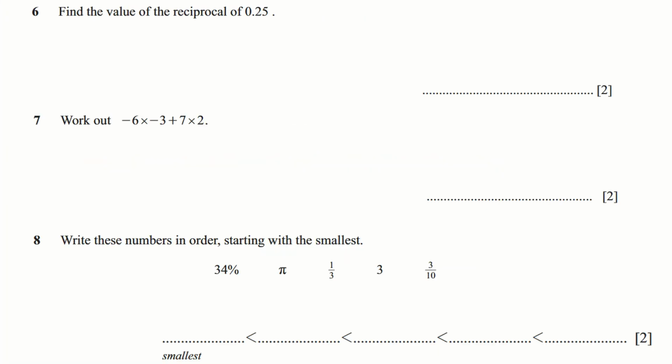Number 6, find the value of the reciprocal of 0.25. First of all, we'll change it into a fraction. 25 over 100, we'll flip it over. 100 divided by 25 is equal to 4.